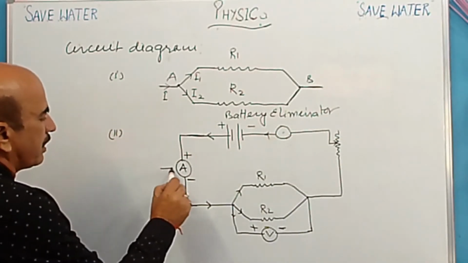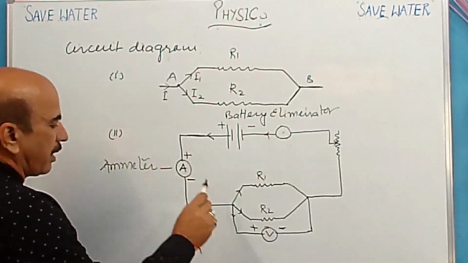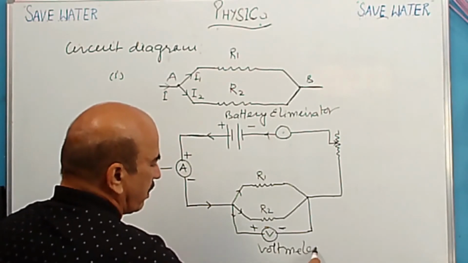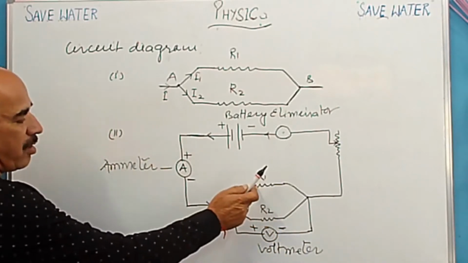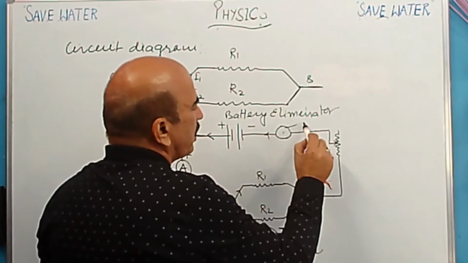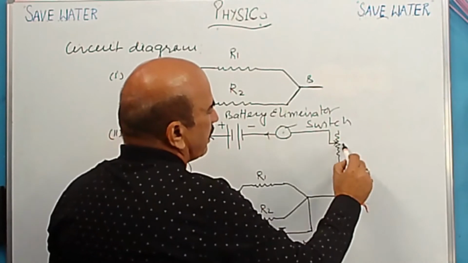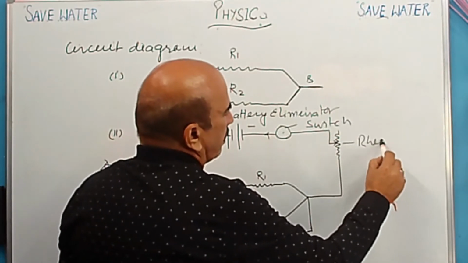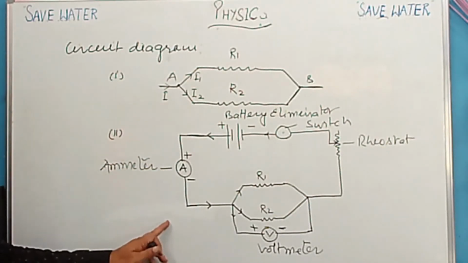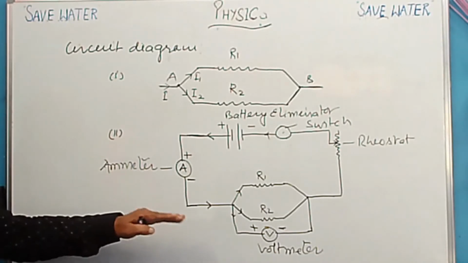ओके, दिस इज ammeter and this is voltmeter, resistance R1, resistor R2, and here it is switch, and this is rheostat. So this way our circuit diagram is completed. So in the same way appliances have been connected in the experiment.